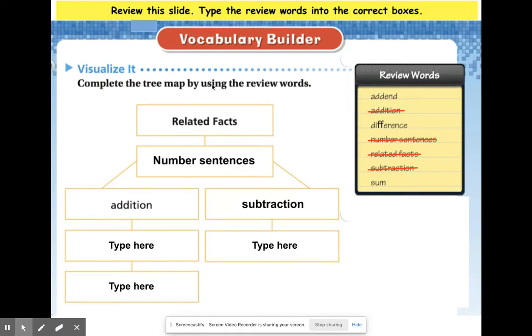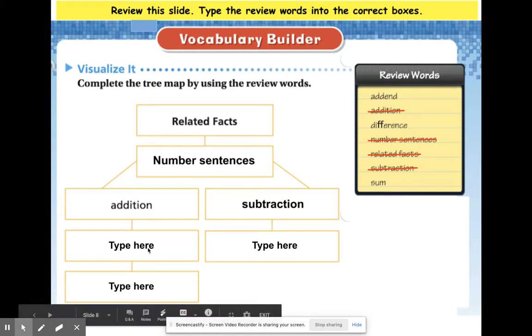So when we make a tree map, we connect related information. So related facts and number sentences are included in both addition and subtraction. You need to then type in the words that go along with addition in these boxes and the word that goes along with subtraction here.